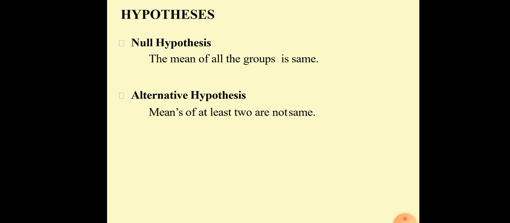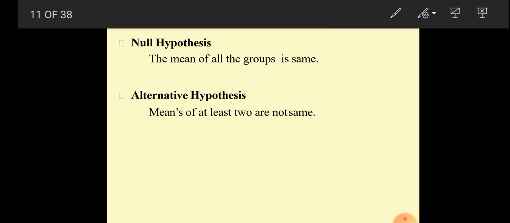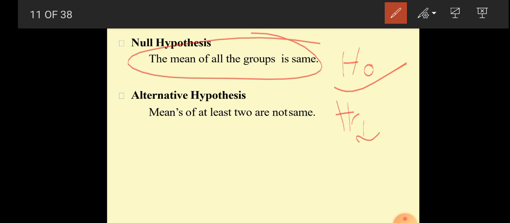N means all items, and k is how many samples we have taken. First, I am explaining what the null hypothesis and the alternative hypothesis are. The null hypothesis is represented as H0, and the alternative hypothesis is represented as H1. When the means of all the groups are the same, it is the null hypothesis. If the means of at least two are not the same, it is the alternative hypothesis.